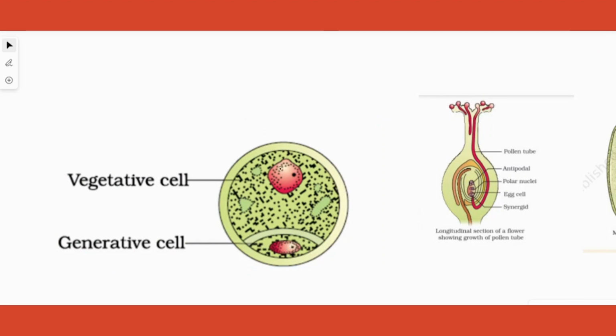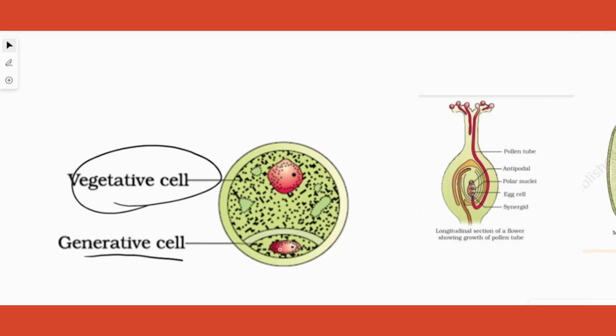Now, this structure, as it falls on the stigma, what happens? It starts making a pollen tube. Which part helps in the formation of pollen tube? This part, the vegetative cell part. And the vegetative nucleus helps in formation of the pollen tube, and has nothing to do with the fertilization itself. However, generative cell, which has the nucleus called as a male nucleus, is our hero.